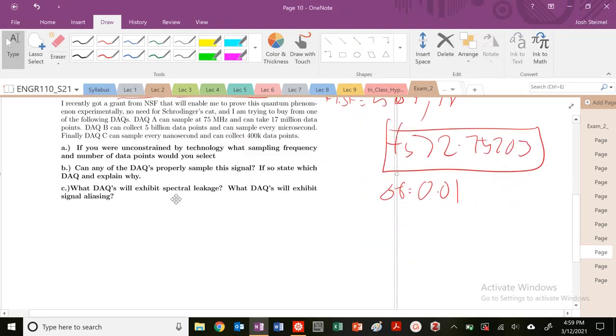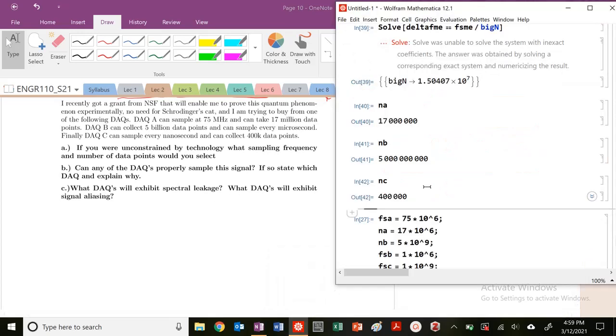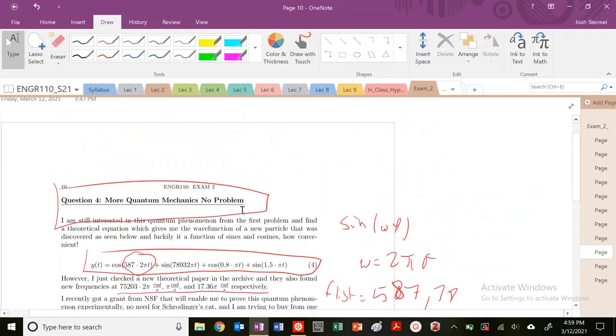So again, they all will be fine in terms of signal aliasing. They have the capability to sample fast enough, but spectral leakage is the killer. So it kills off C. So A and B completely will work fine. So we had a technology, we could do it.